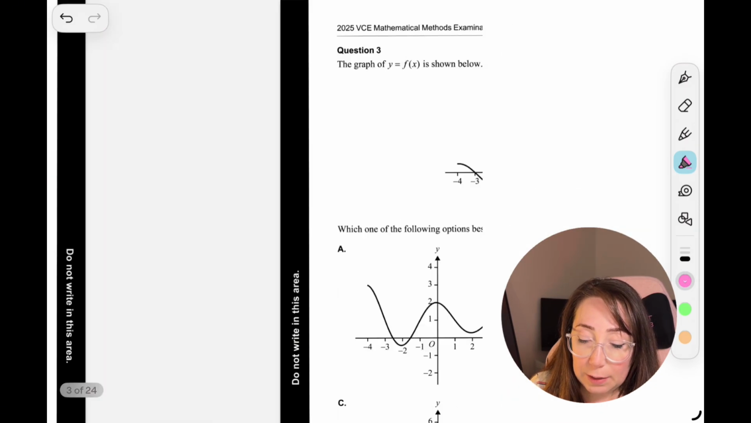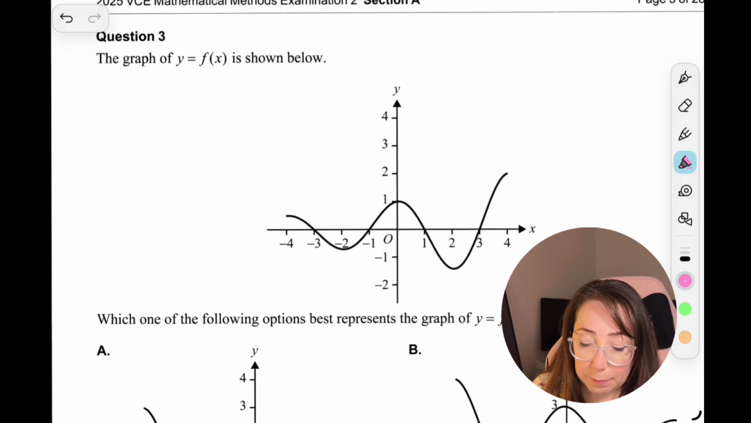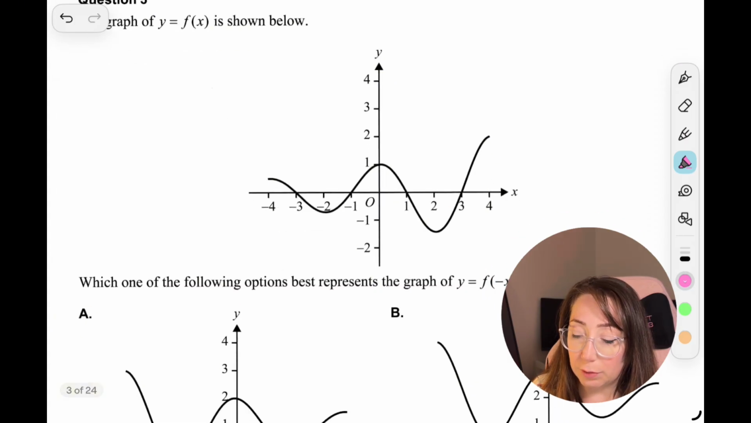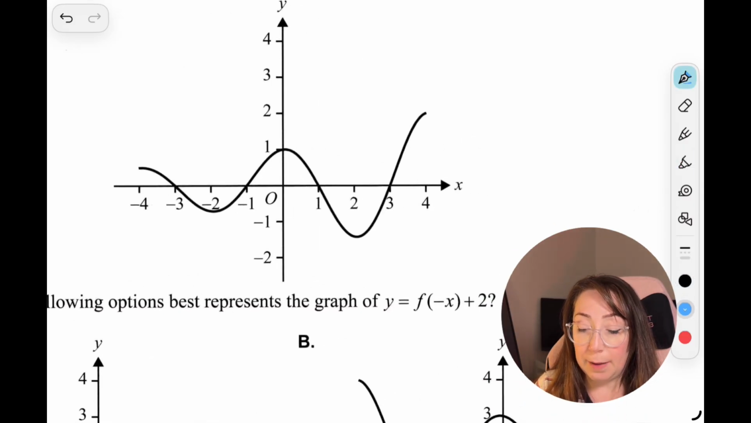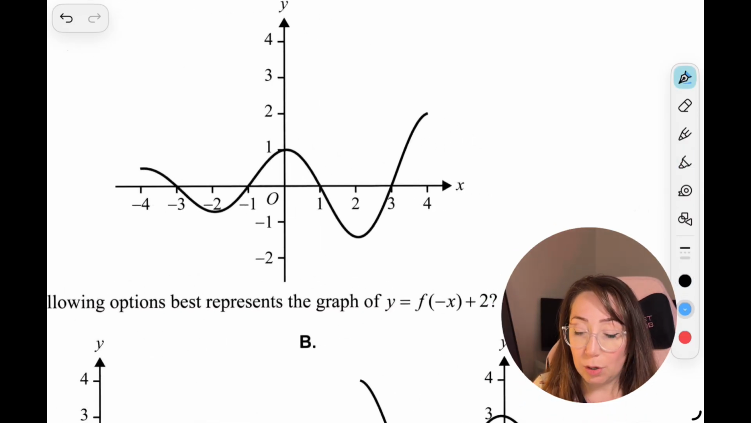For question 3, we've got a particular graph. Which of the following best represents the graph of y equals f of negative x, plus 2? So that negative x means that there's a reflection in the y-axis. So all of my values are going to switch over across the y-axis there. So all my x values are swapping over.